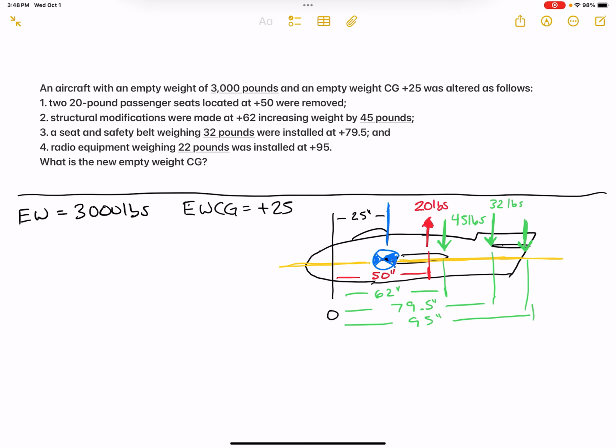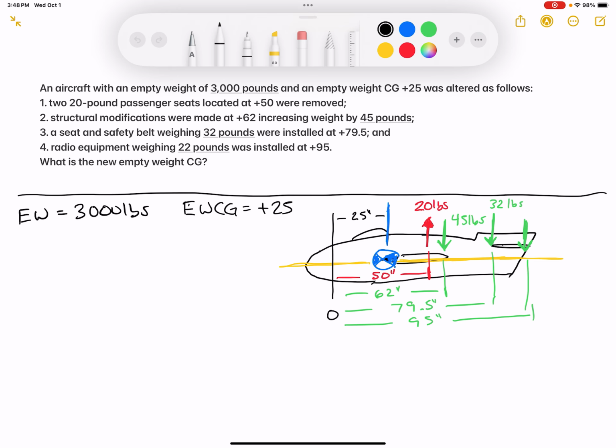So the idea is we know the empty weight of the aircraft and we know the empty weight CG. So the empty weight CG is positive 25, as we know. From the datum, wherever the datum is set by the manufacturer, it's going to be aft of the datum at 25, because plus is this way and minus is forward. So here's our center of gravity right here at 25, but what happened was some modifications were done. So just so you know, repairs and alterations are the most common reason for weight change in aircraft. So let's go ahead and go to our problem.